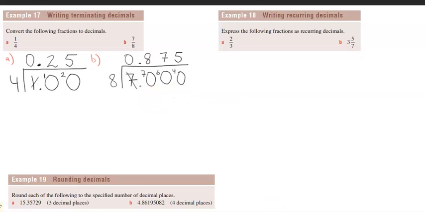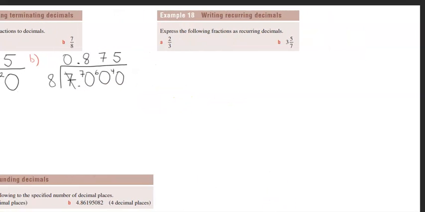A second example here, example 18, writing recurring decimals. And now we're going to look into decimals that do have a consistent remainder that appears afterwards. So 2 over 3.